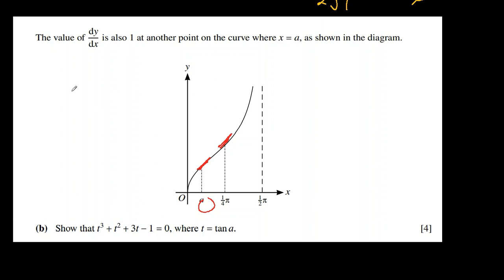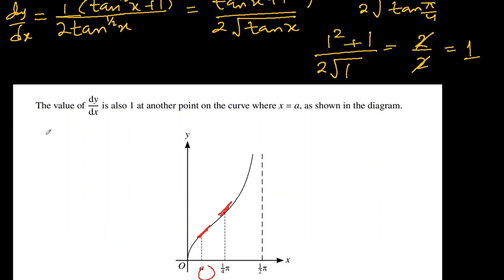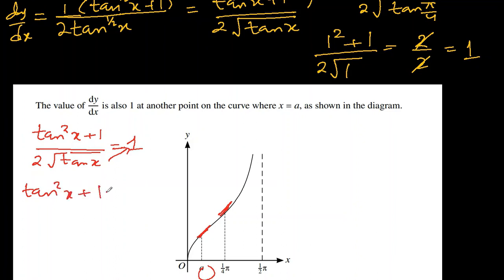Okay, so what was our differentiation again? Let's do it. It was tan square x plus 1 over 2 square root tan x. This was dy over dx, and they said it is equal to 1 at 2 places. Okay, so one of the places we already know is pi by 4. Second we have to find out, that's the one. Let's cross multiply first. Let's bring it to this side. So it becomes tan square x plus 1 equal to 2 square root tan x.